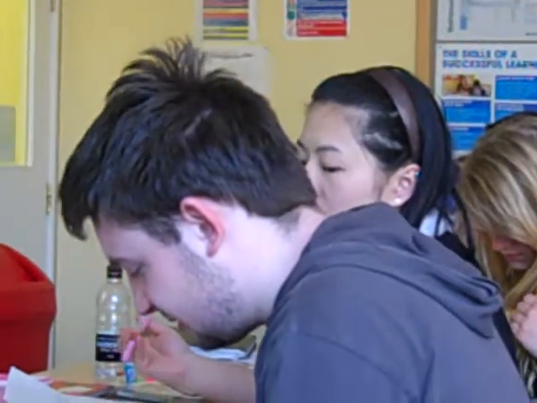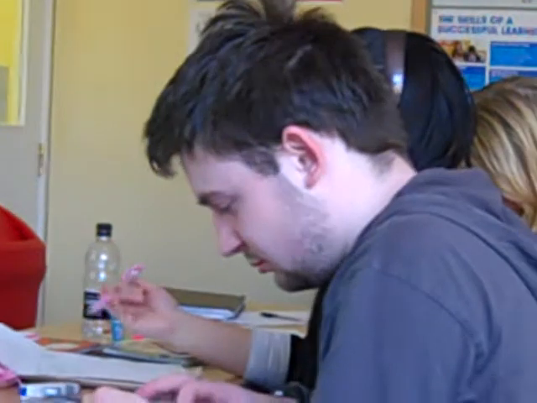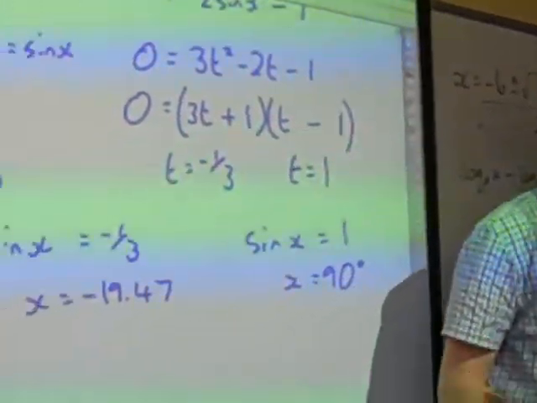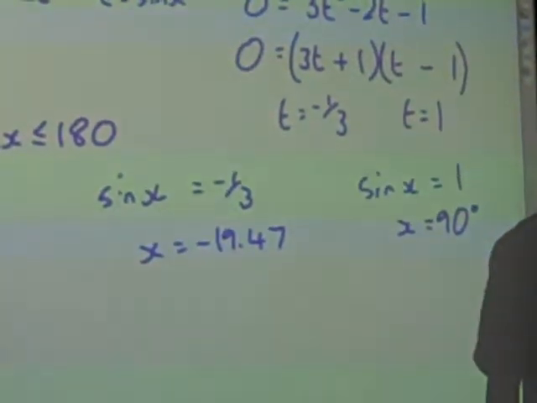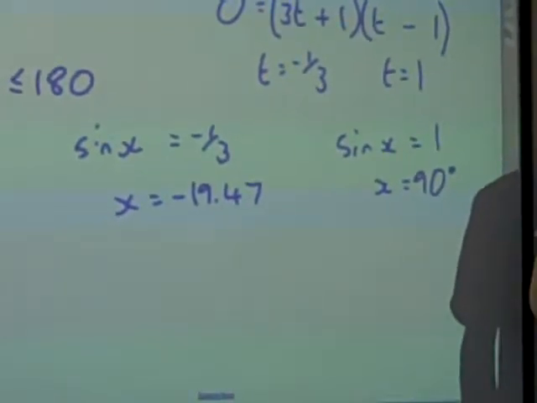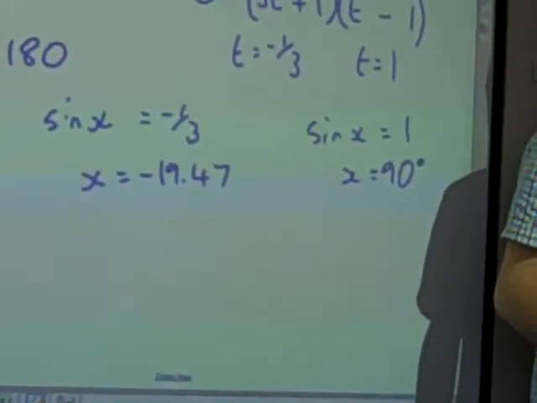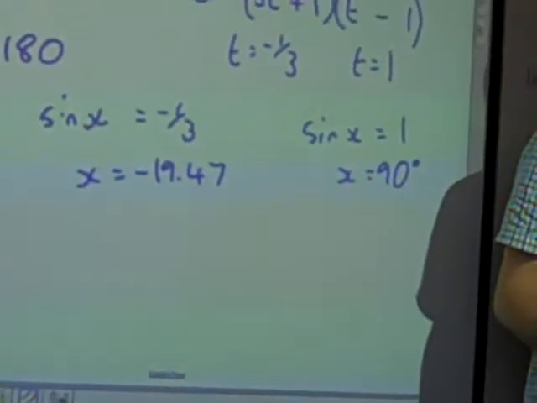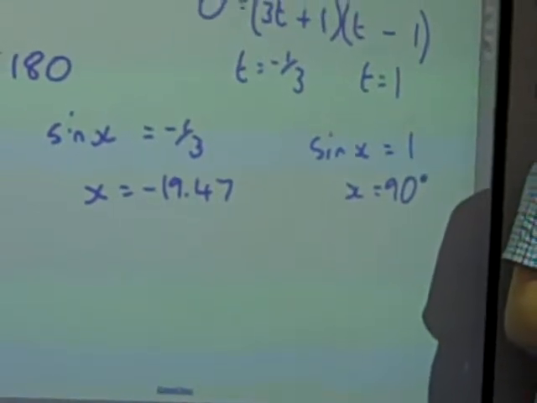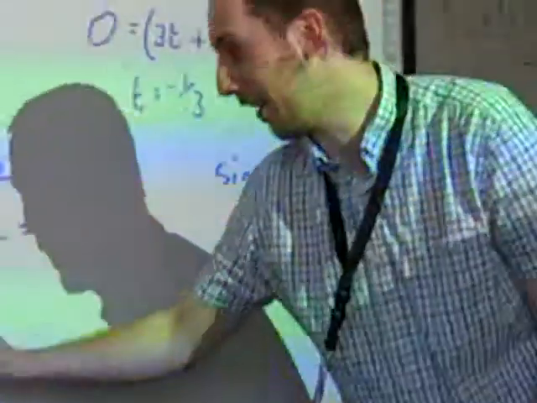Oh, no, I have. Oh, you're still in radians, yeah. Minus 19.47. What are we going to do now? Turn into radians. No. Times it by minus 1. No. Are we going to do the cast diagram, maybe? Oh, that'll do.